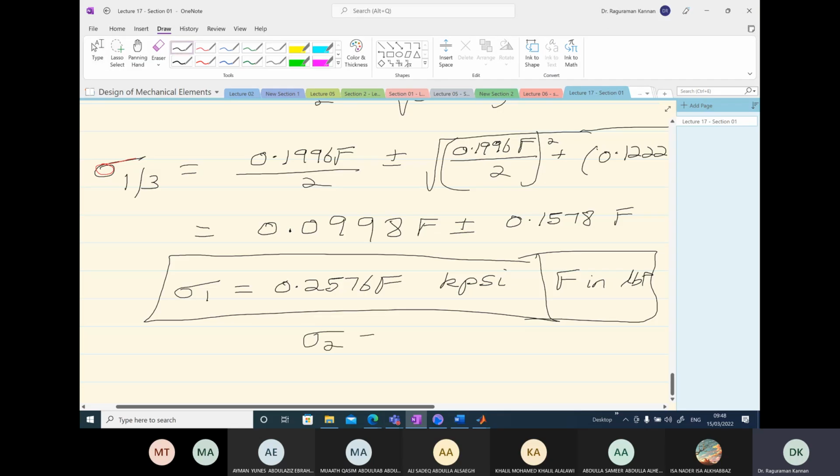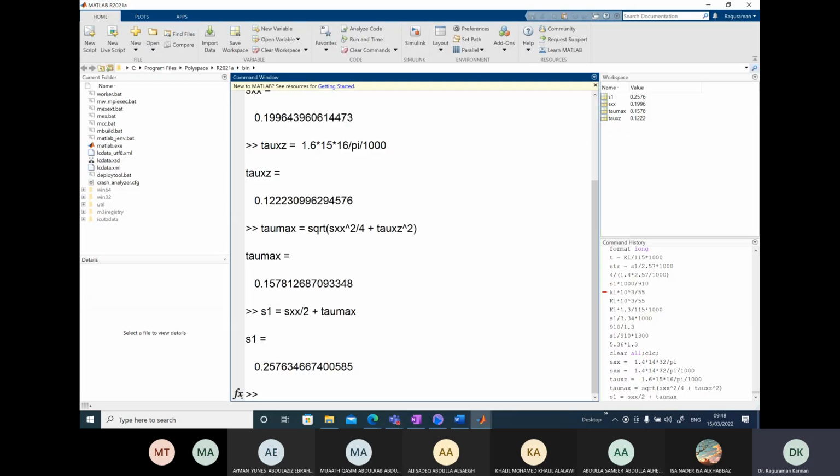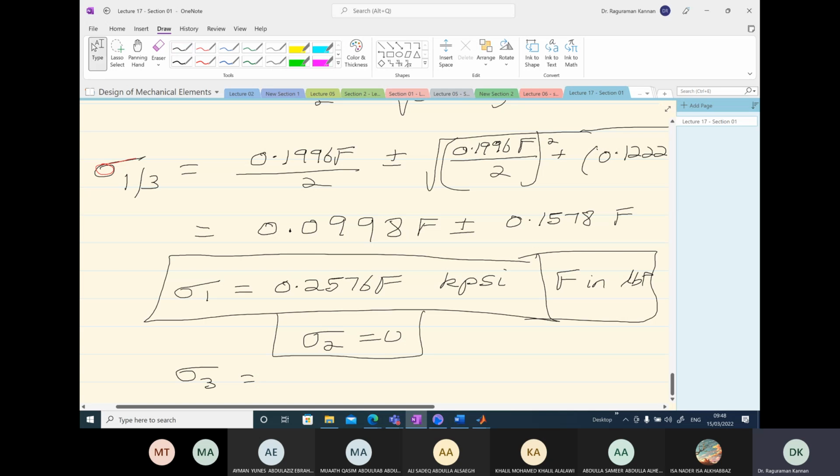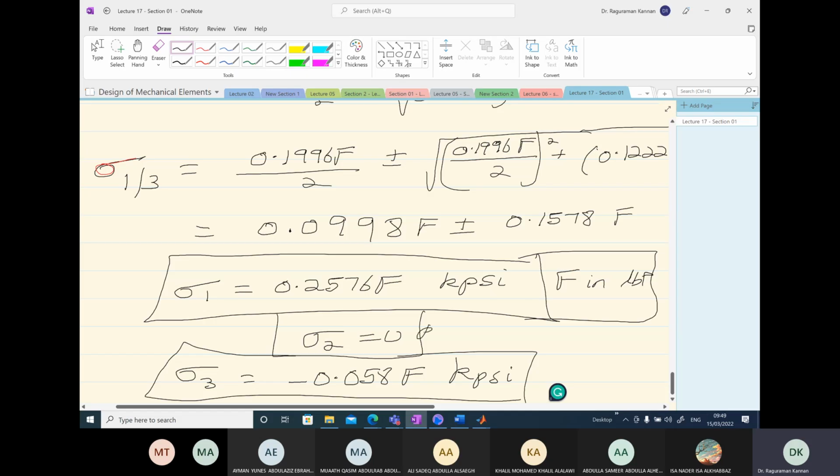The sigma 2 value is 0, and sigma 3 value we need to calculate. Minus tau max at minus 0.058 F kpsi. This is also kpsi. Okay. So we have the sigma 1 and 3 value.